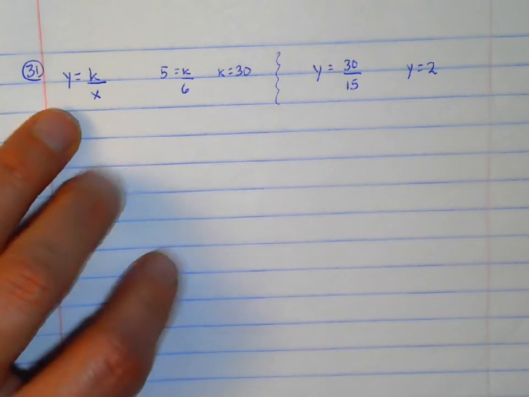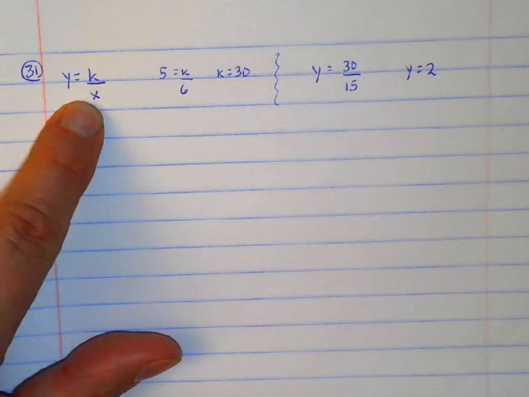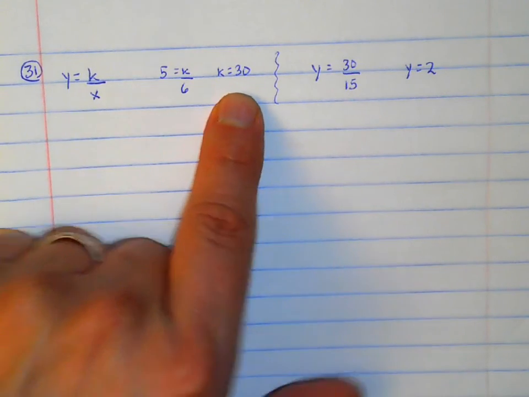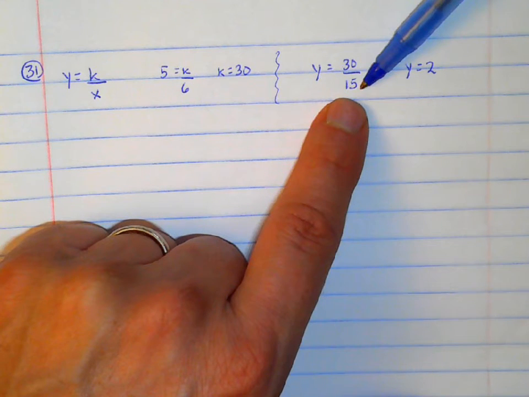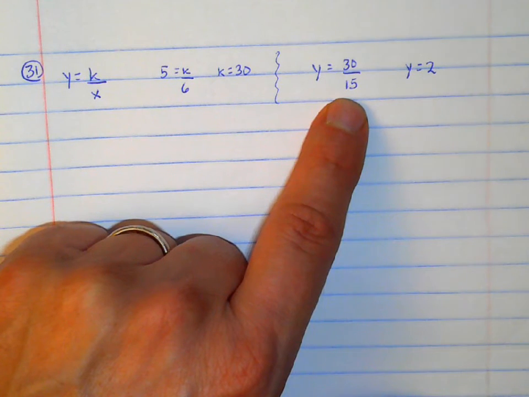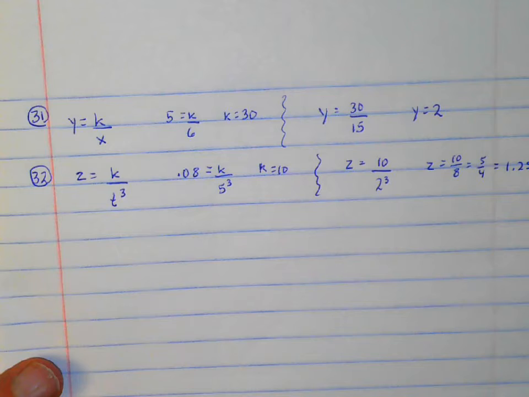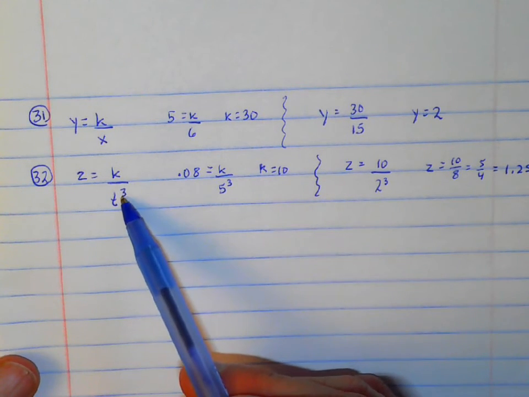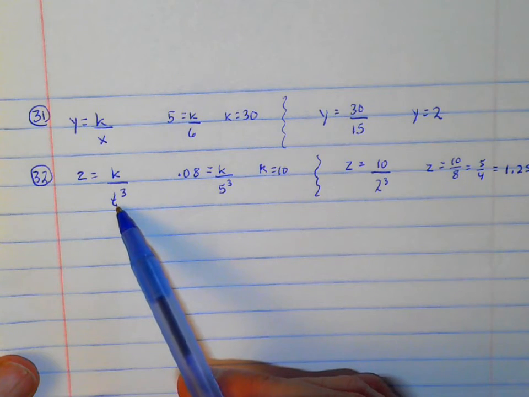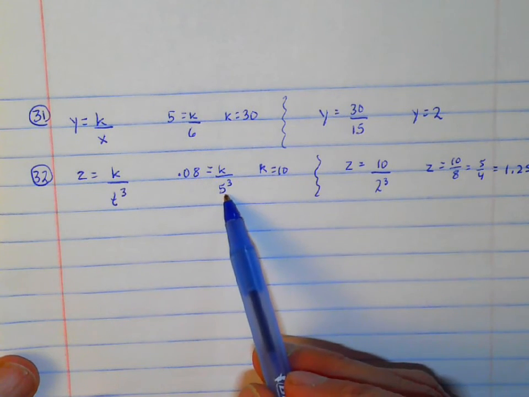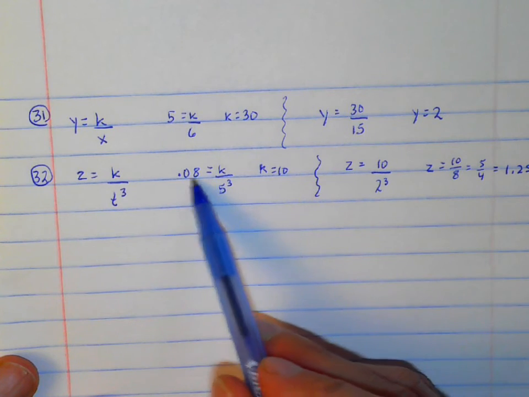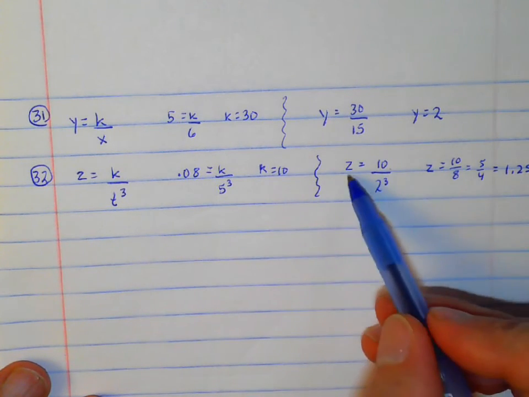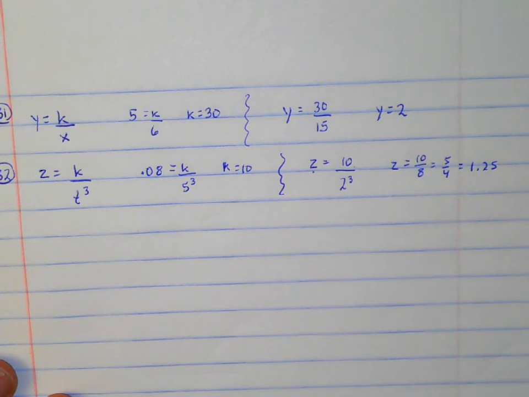31, it says y is inversely proportional to x, so divided by x. It says y is 5, x is 6, plug them in there, solve, you get k, and then plug in the k value with the other known value that's missing to solve for your y. 32, it says z is inversely proportional to the third power of t. So you put your z and your t in there, and you cube that and cross multiply, you get k is 10. Plugging in the values that you know, finding the z, it gives you 1.25.